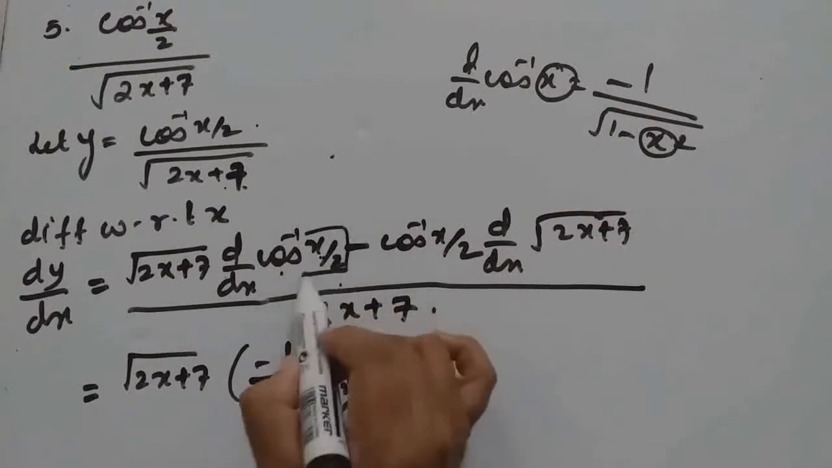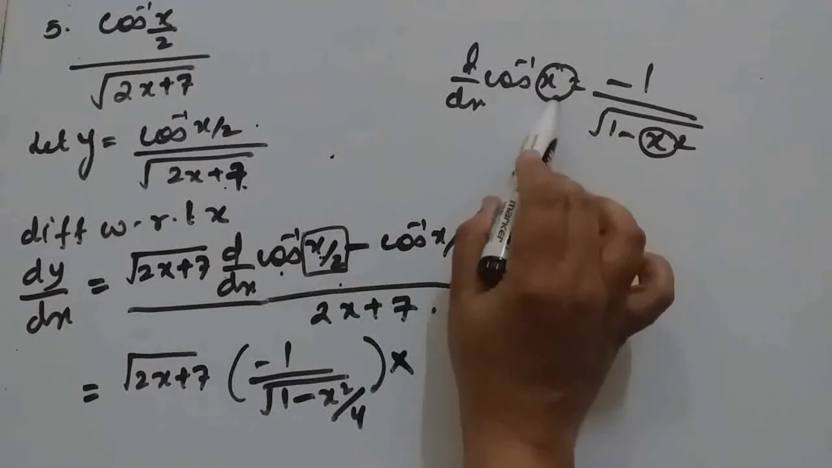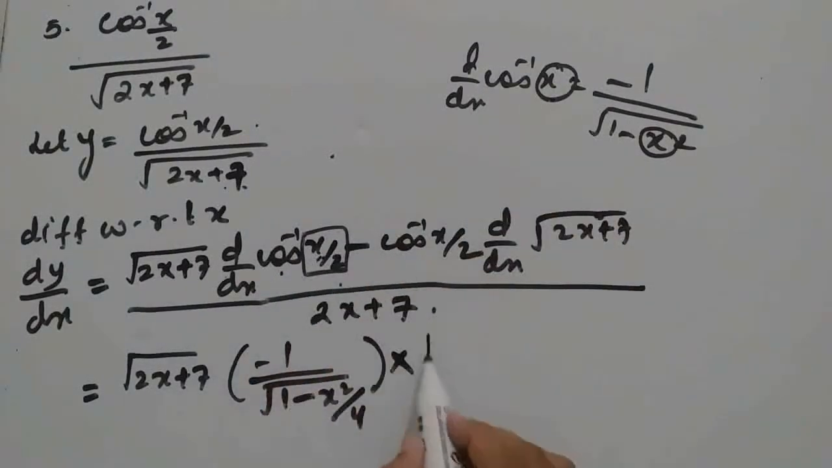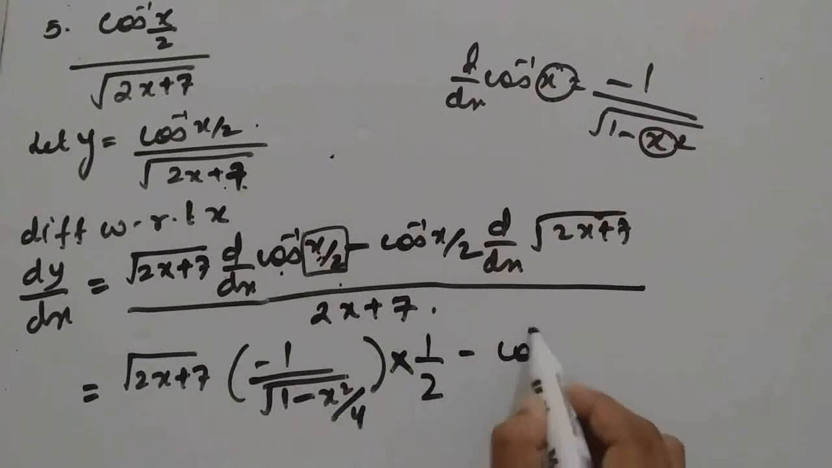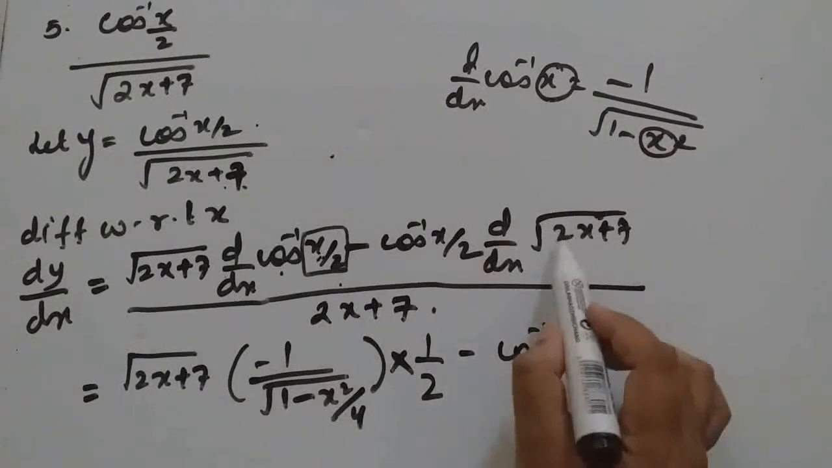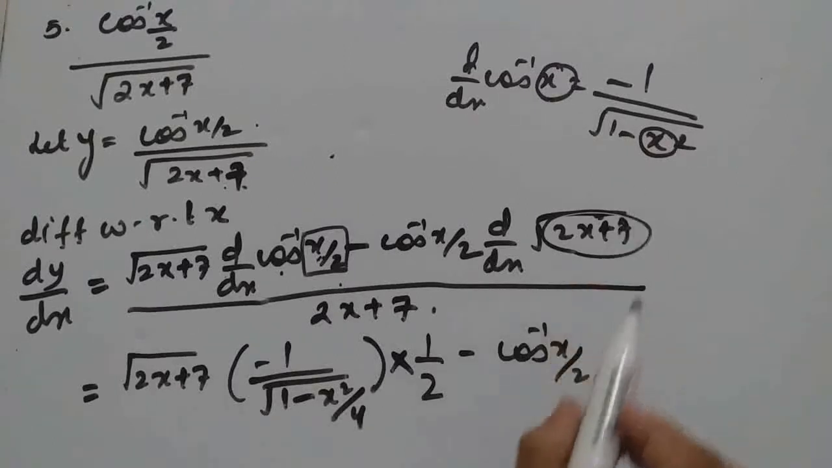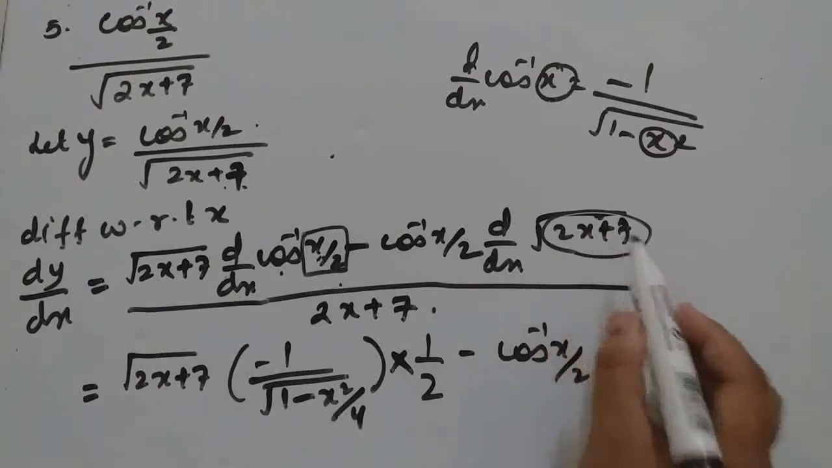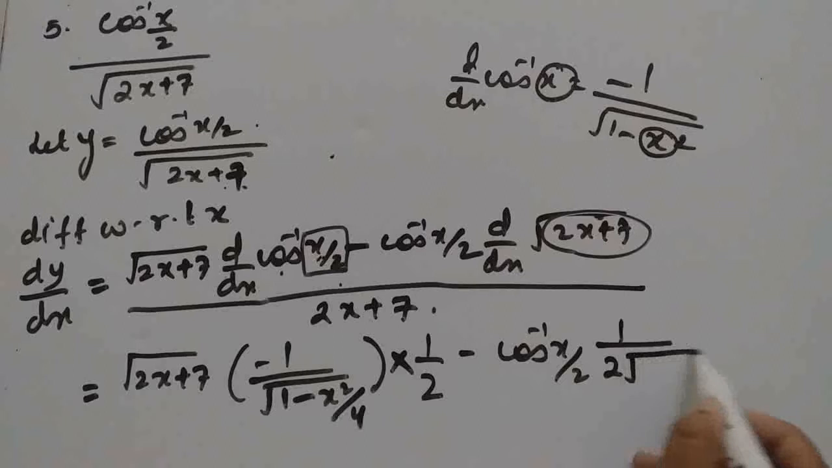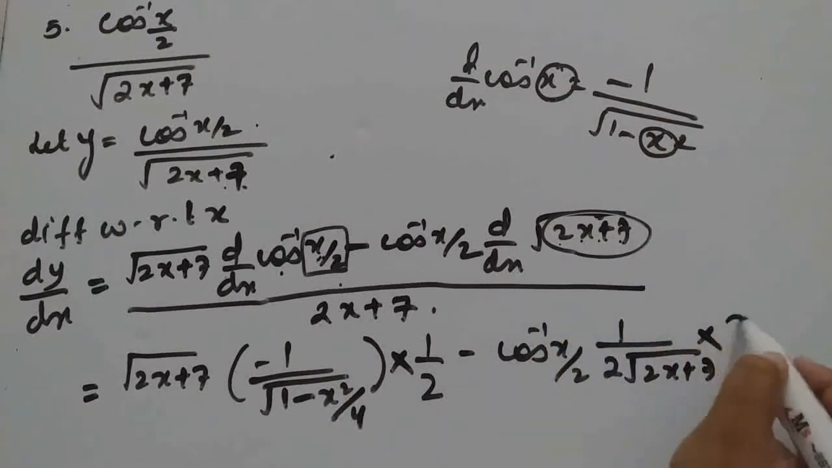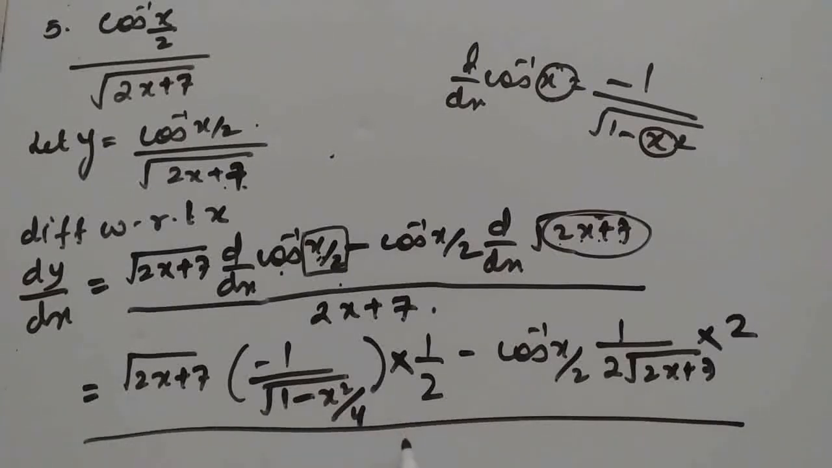Then since it is a composite function, x is a standard function, so the derivative of this will be half. Then cos inverse x by 2. The derivative of root of x we know is 1 by 2 root x. Here the root of this bracket means 1 by 2 root 2x plus 7. Then the derivative of 2x plus 7 means 2. Divide by 2x plus 7.